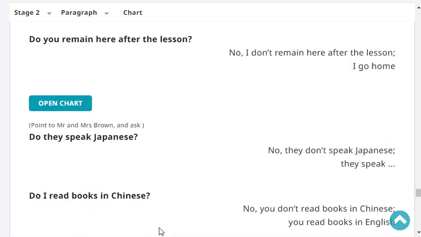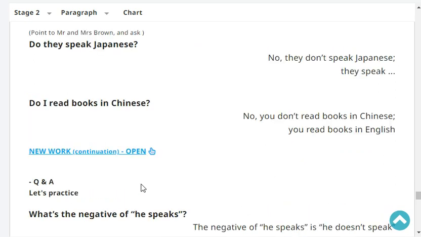Do they speak Japanese? No, they don't speak Japanese. They speak English. Very good. Do I read books in Chinese? No, you don't read books in Chinese. You read books in English. Very good.